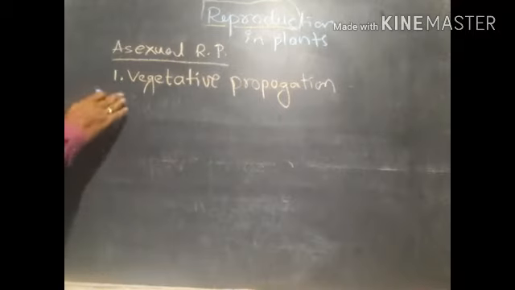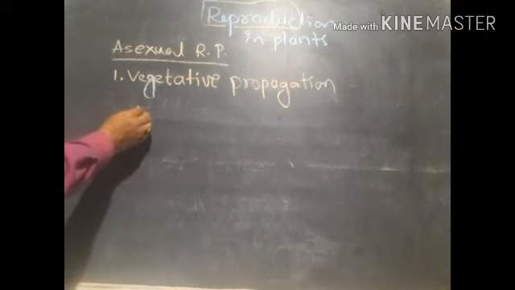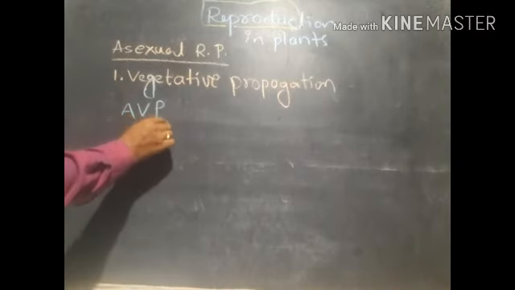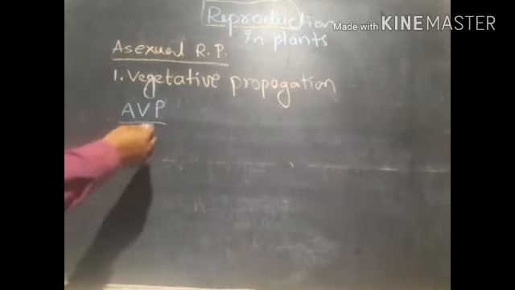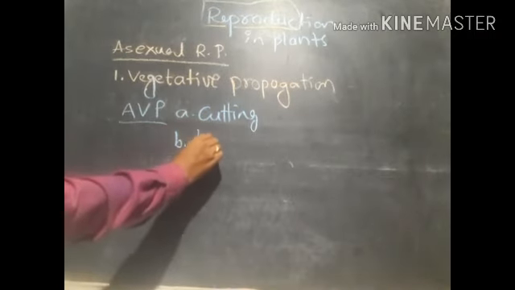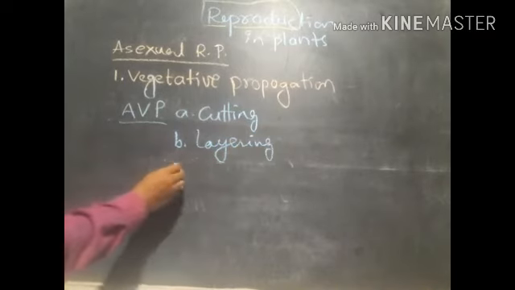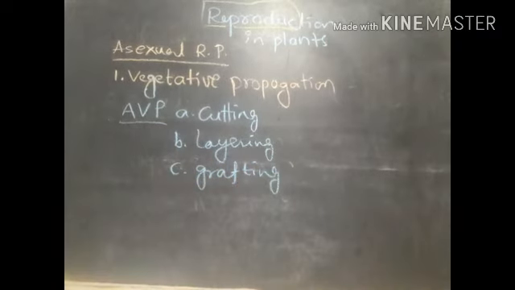Vegetative propagation takes place by itself, naturally, or otherwise artificially. For example, artificial vegetative propagation. In artificial vegetative propagation, we are able to produce a new plant by using methods called cutting, layering, grafting. Cutting, layering, grafting. These are the three methods by which the plant can reproduce artificially.